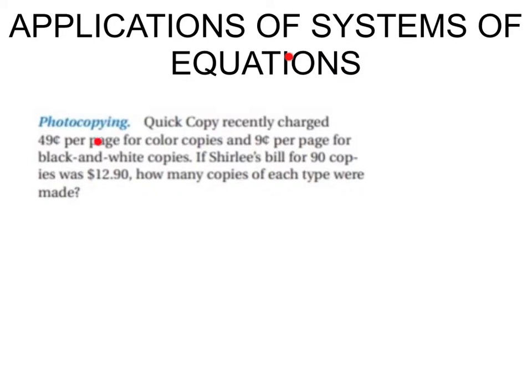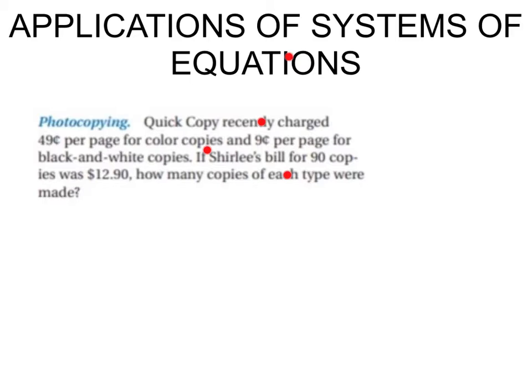It's about photocopy. Quick Copy recently charged 49 cents per page for color copies and 9 cents per page for black and white copies. If Shirley's bill for 90 copies was $12.90, how many copies of each type were made?